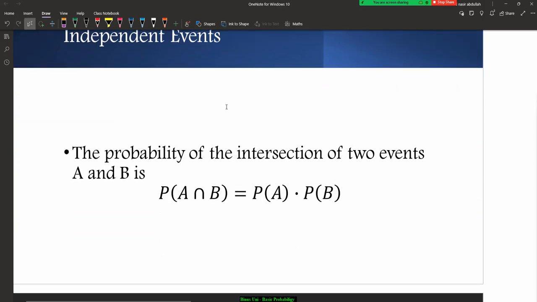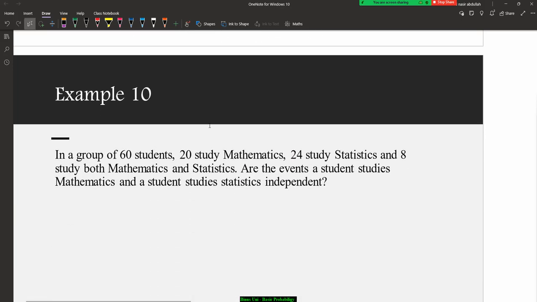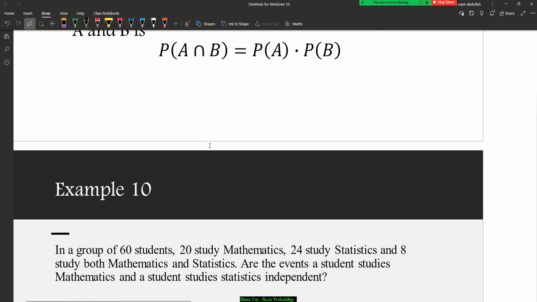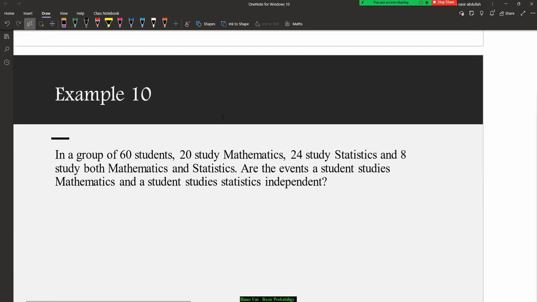Right. As I said just now, for independent events, the probability of A intersect B should be equal to the probability of A multiplied with the probability of B. So this is an example of independent events, but I think we do not have enough time. I will leave this example for you to practice.